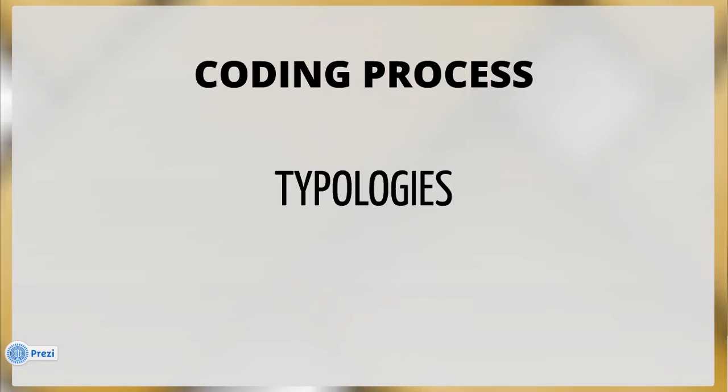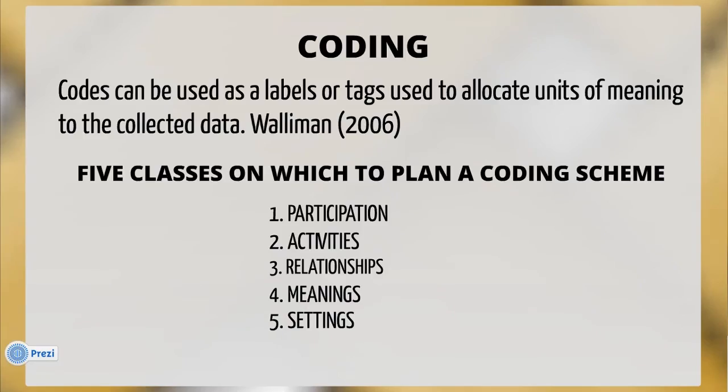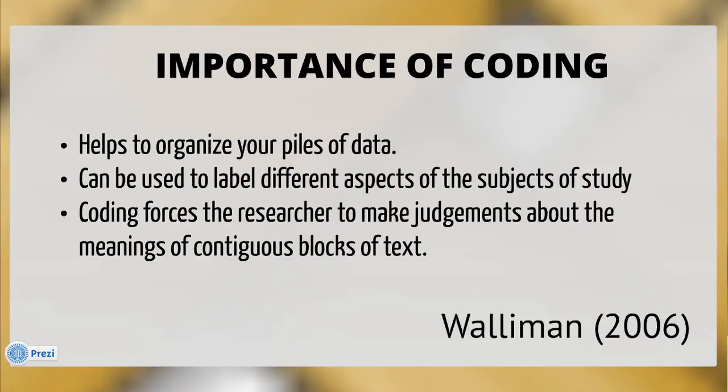Coding process, typologies. This valuable step helps you to organize the piles of qualitative data you are analyzing. Coding. It is a label or tag used to allocate units of meaning to the collected data. 5 classes on which to plan a coding scheme: participation, activities, relationship, meanings, and setting.